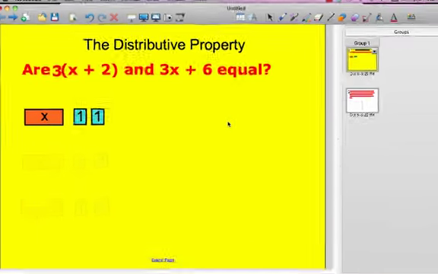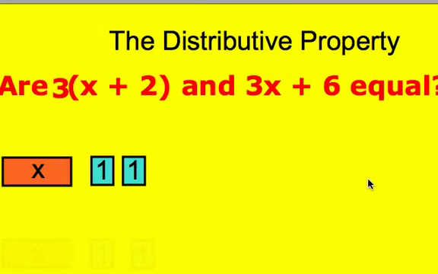Alright, we're going to be talking about the distributive property, which is kind of a difficult concept, but once you get the hang of it, I think it's okay. I'm going to try to explain it three different ways, and hopefully one of these ways helps you understand what's going on here.